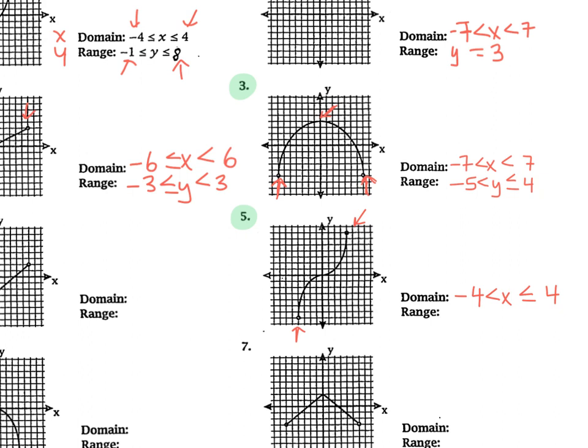Smallest y value, 1, 2, 3, 4, 5, 6, 7, -7 it looks like. Largest y value is going to be +7. Again, open circle on the left, so I'm going to make that a less than symbol. Closed circle on the right, so I'm going to make that less than or equal to.